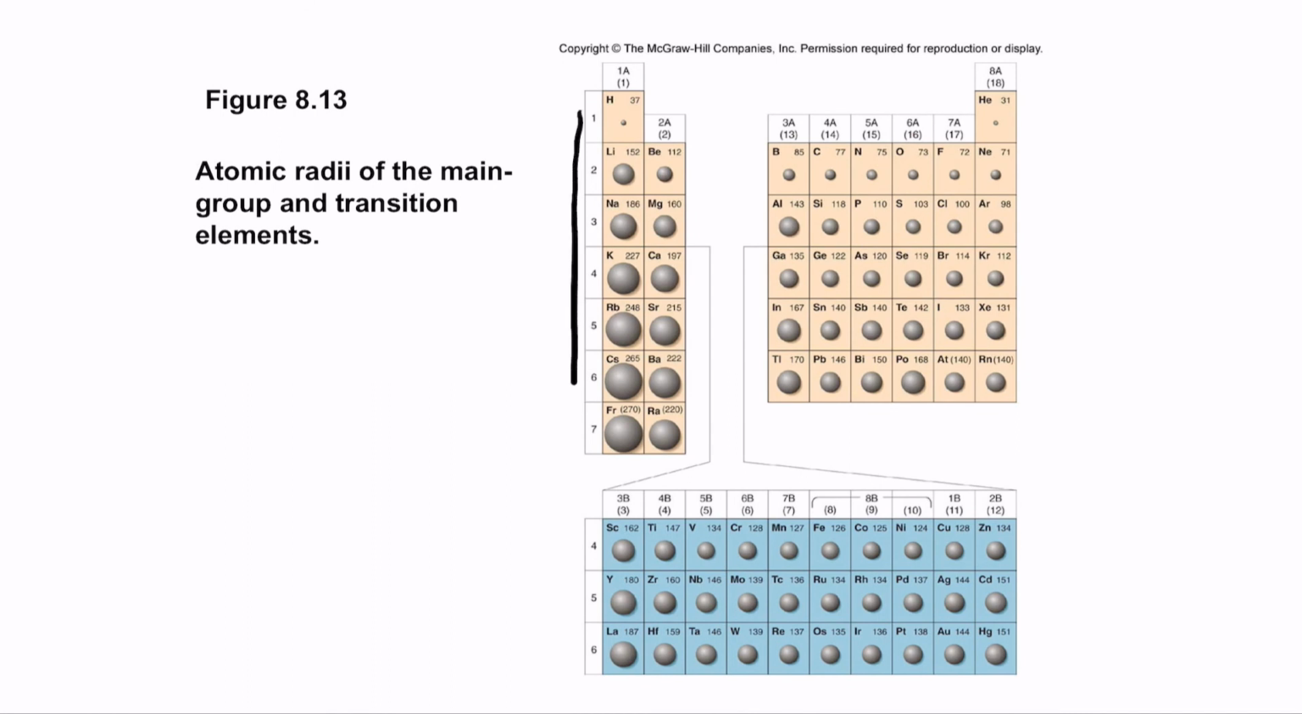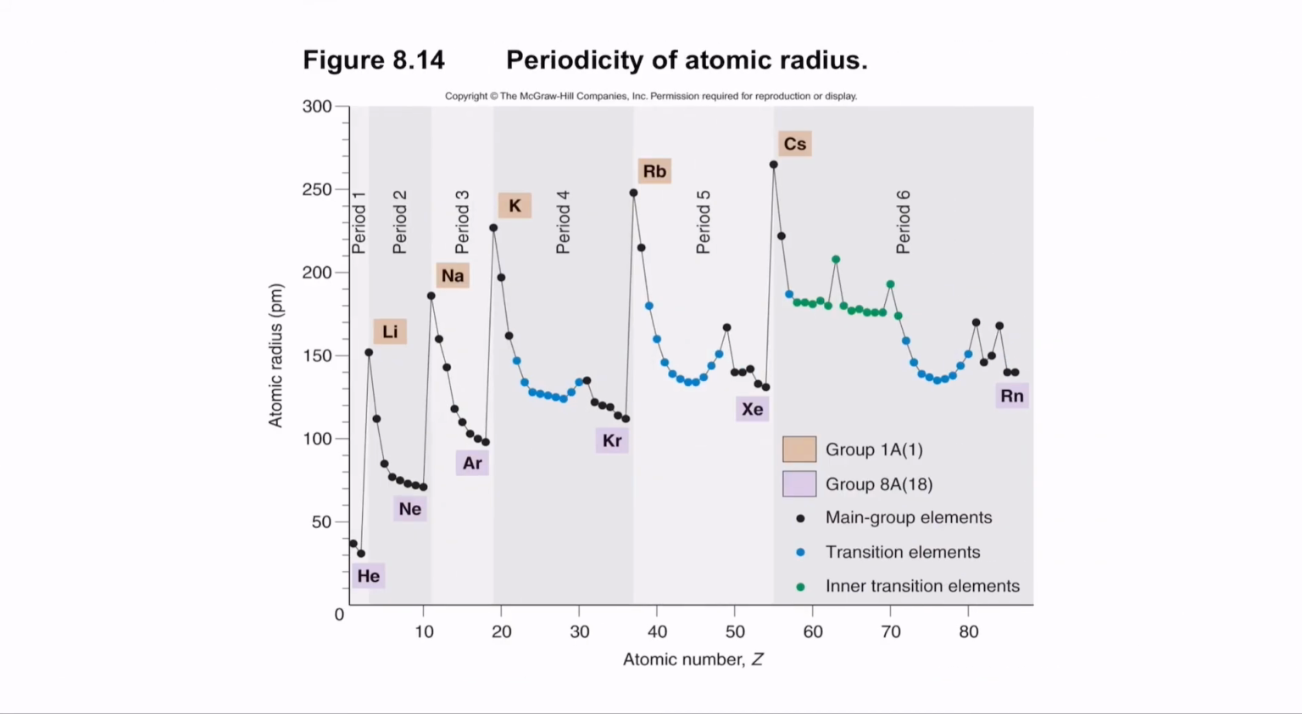Notice that as you go down the group, the atomic size increases, but as you go across the period, the atomic size is actually decreasing. But it's not the same with respect to transition elements. Transition elements behave differently. There is a decrease across the period, and then it starts increasing again from the mid part of the group in transition elements.